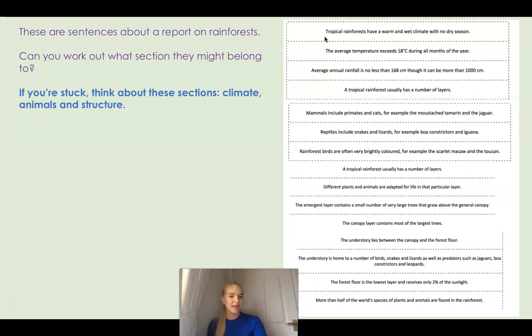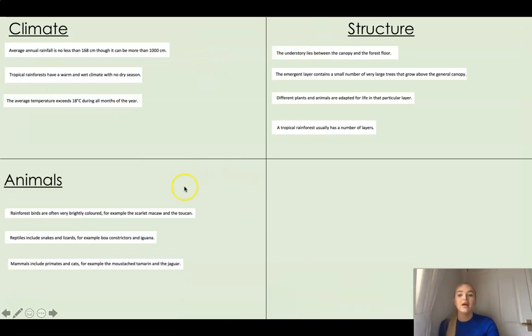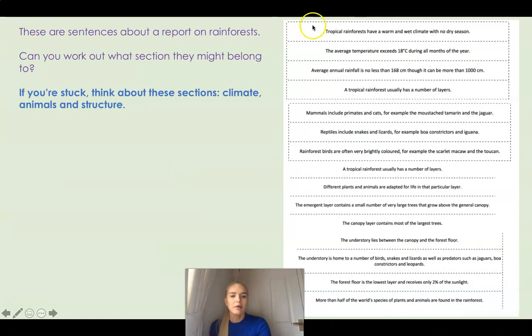Okay, so that might have been made a bit easier for you. Now, I have only chosen about 9 or 10 of these sentences, and I have put them into my sections. So you can see on the board here that I have split them into climate, structure, and animals. And I've read the sentences, and I'm going to read the first one. I'm thinking, oh, tropical rainforests have a warm and wet climate with no dry season. And I'm thinking, well, actually, this is all about the weather. But it's given me that specific word there, that word climate.